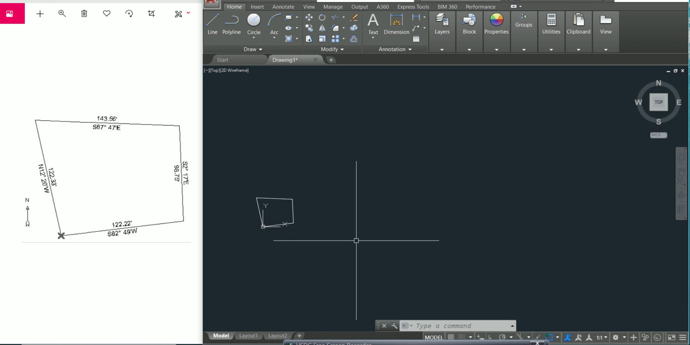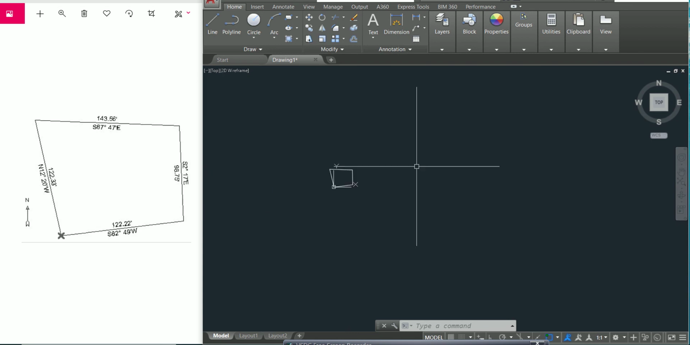Wala kasi akong copy ng titulo for today. Hindi ko mahanap. So ito na lang ang reference natin regarding the lot bearings and also the measurements of each point.